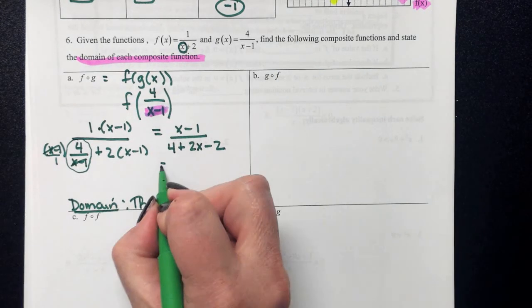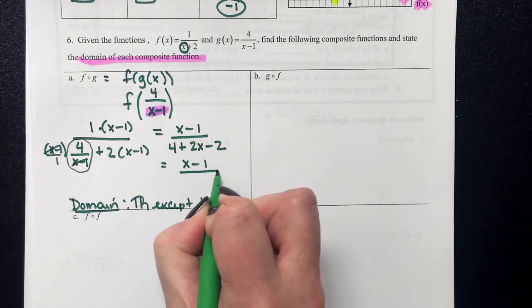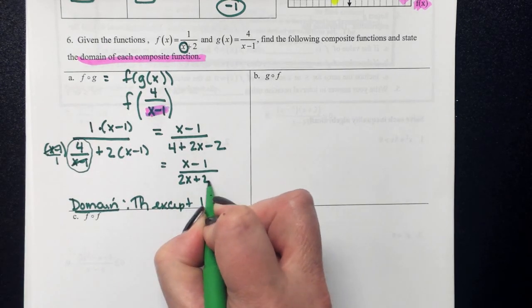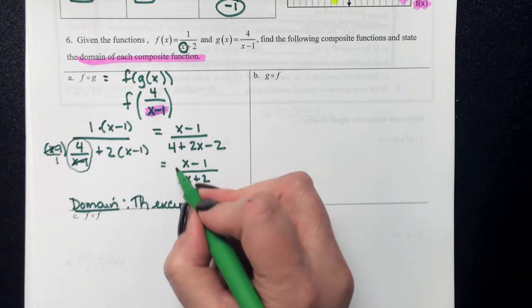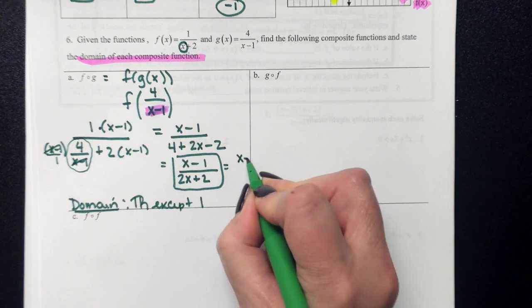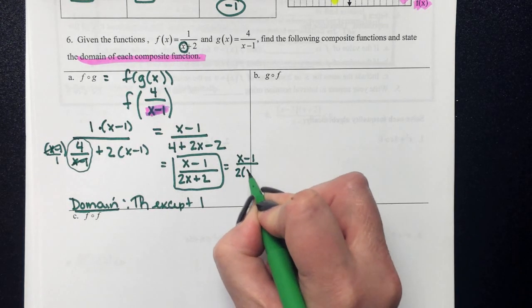What does that denominator now simplify to? Combine your like terms. That's going to simplify to 2x plus 2. So there's your final answer. Again, yes, if you factor out the 2, that would give you a 2 times x plus 1.